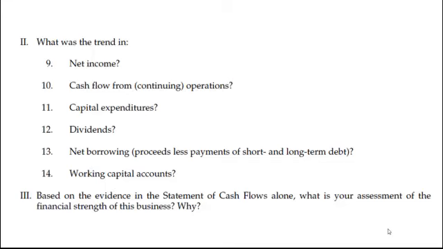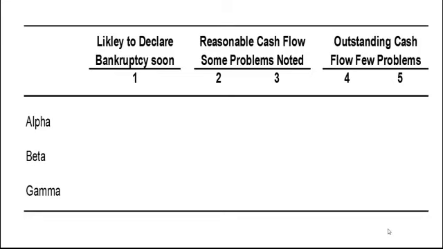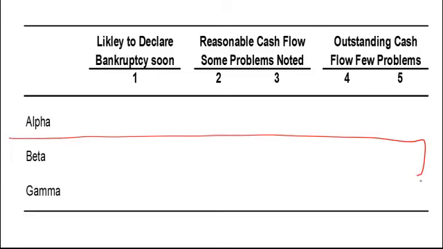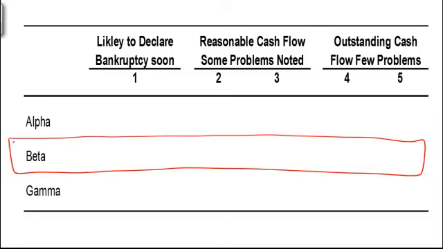Before we start our analysis, what I would like you to do is take a moment and review the statements and think about where would you rank Beta? Where would you rank Beta on a scale of 1 to 5, when 1 indicates the company is close to declare bankruptcy and 5 indicates the company has outstanding cash flow and we don't really observe any issues or problems. So after you paused and chose your ranking for Beta, let's start the analysis itself.